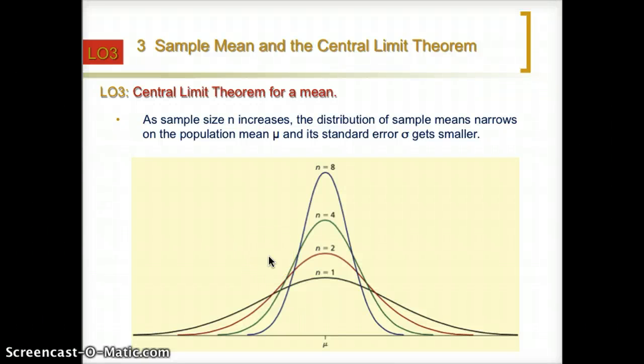For the central limit theorem for the mean, as the sample size n increases, the distribution of sample means narrows on the population mean and its standard error sigma gets smaller. Which means that when n increases, the distribution will narrow down and all the values will be concentrated around the population mean.